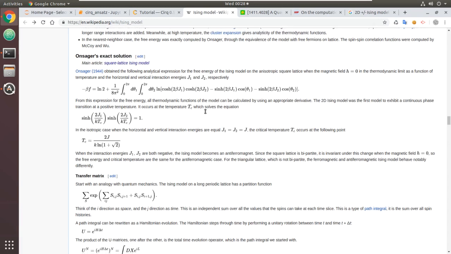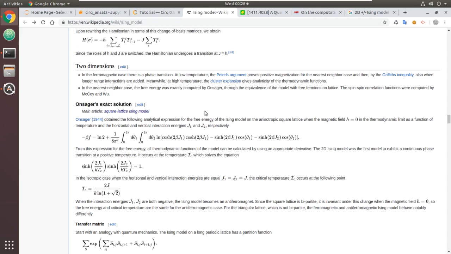Just give me a second. So where am I? In the isotropic case, when the horizontal and vertical interaction energies are equal. Okay, so that's why we have JR and JC. So Onsager obtained the following analytical expression for the free energy of the Ising model as a function of temperature and the horizontal and vertical interaction energies J1 and J2 respectively. And it is blah blah blah blah blah.